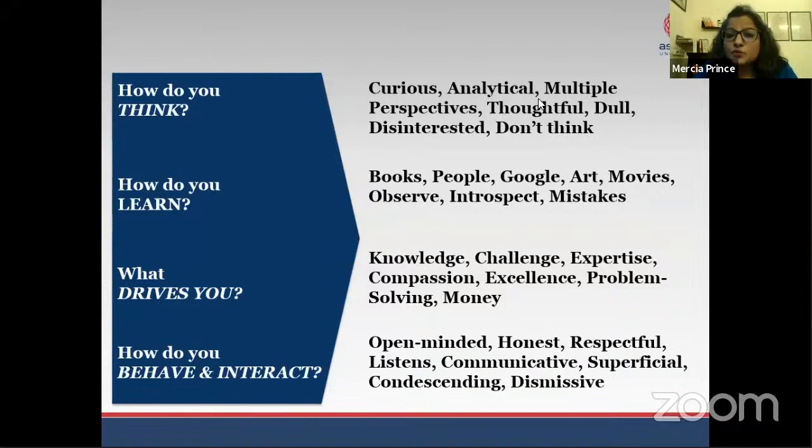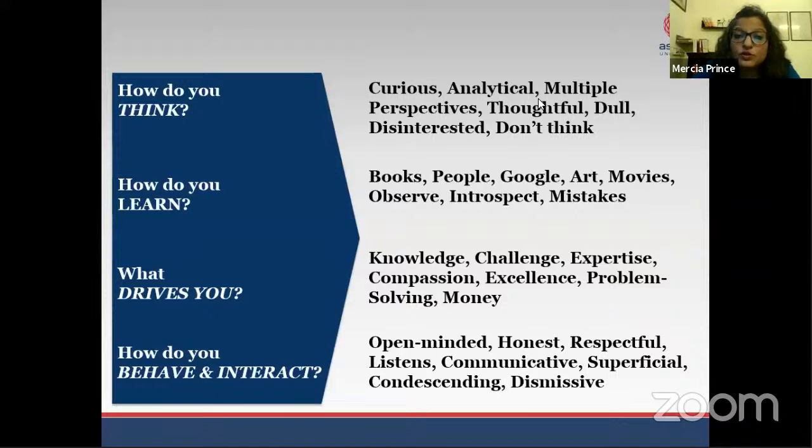We also want to know how you learn, right? Do you learn from people? Do you learn by introspecting? Do you learn from mistakes? Do you learn by observing? Do you learn by doing art or observing art, or by watching movies or by reading books? So how do you learn? What is your favorite way of learning, right? Some people prefer to learn in a classroom. Some people prefer to learn by discussions. So how do you learn?